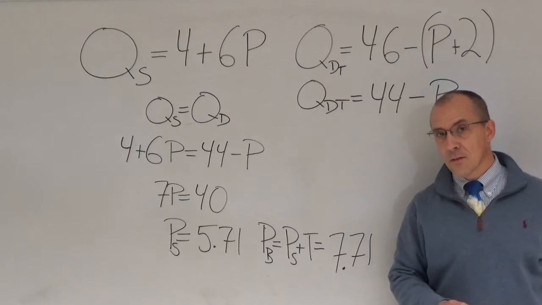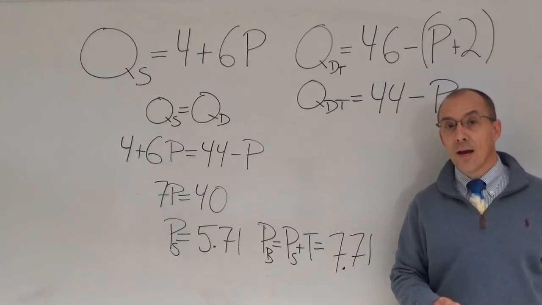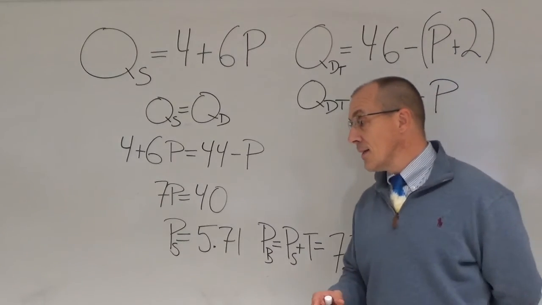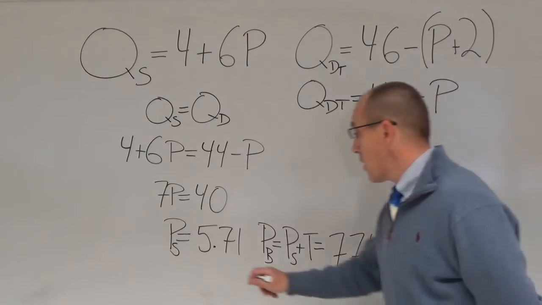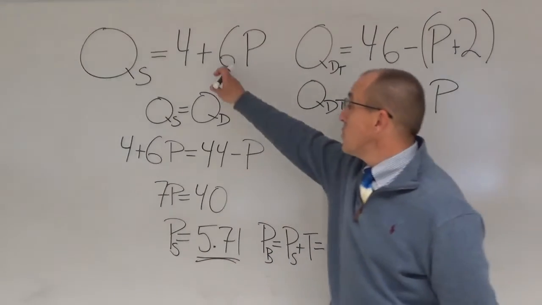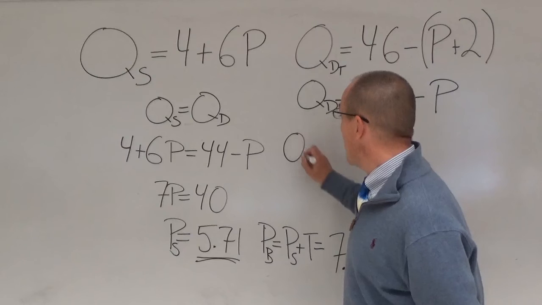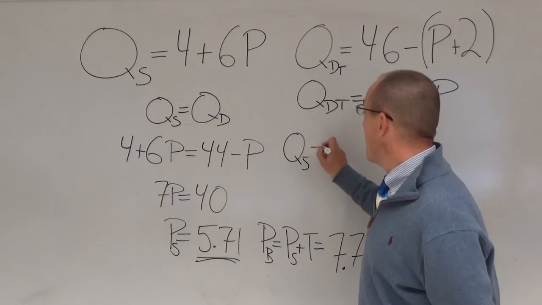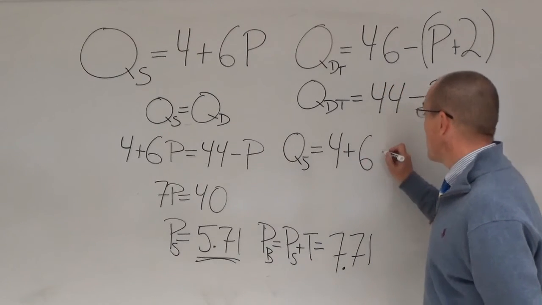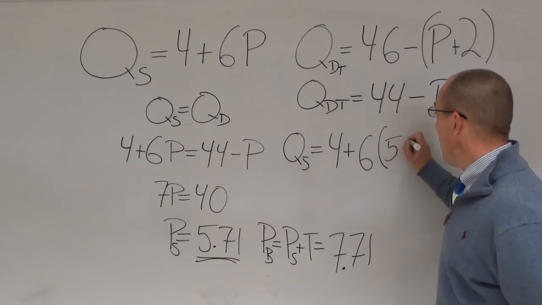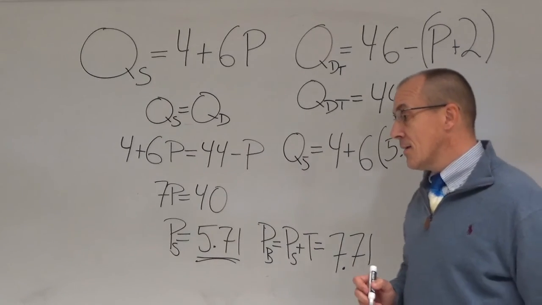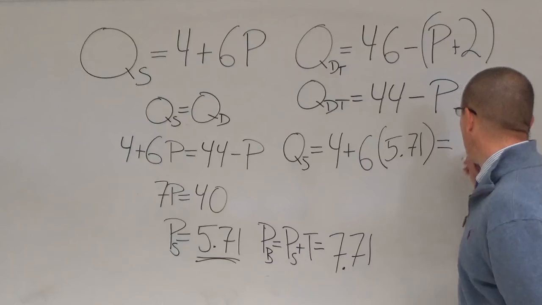That's not the only effect on the market, however. The market also has a lower quantity of stuff being sold. In order to get to that, what we need to do is take the price that the sellers get and plug that into the supply curve. Quantity supplied in the market now is 4 plus 6 times the new price, 5.71, and this should come out to a total amount of 38.26.